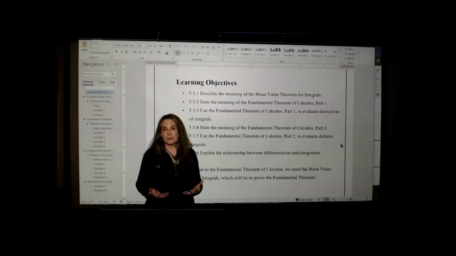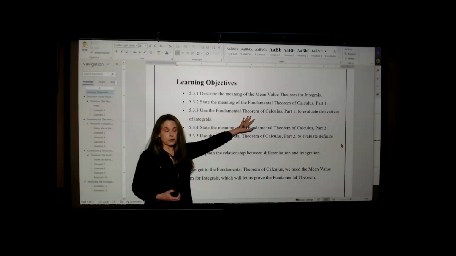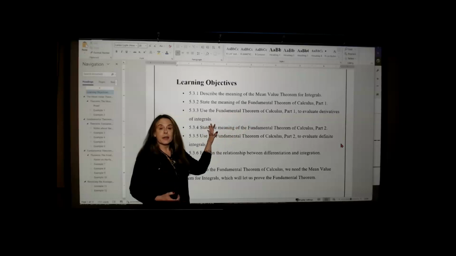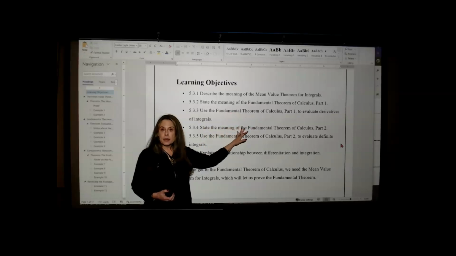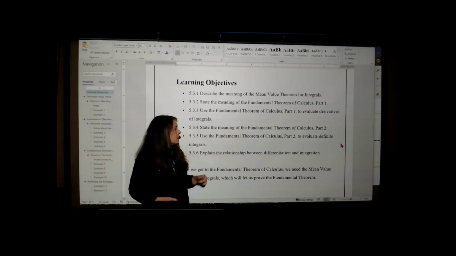Now, I'll be honest, we don't use part one as often. In fact, it's fairly rare until you get into more theoretical mathematics. It is an underlying theorem, and its results get used a lot. We'll also use the fundamental theorem of calculus to evaluate the derivatives of some integrals written in definite integral form.